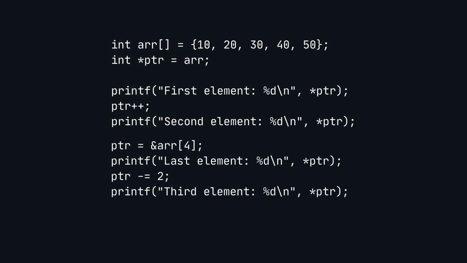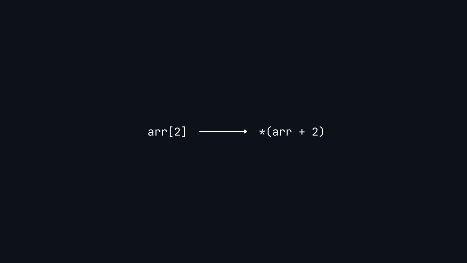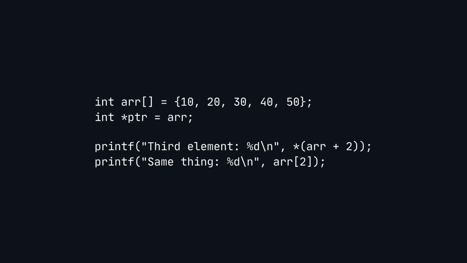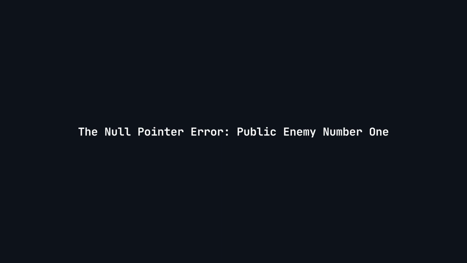Here's a really important point. Arrays and pointers are deeply connected in C. When you write R, the compiler actually treats this as asterisk open paren R plus 2 close paren. Array indexing is just pointer arithmetic in disguise. You can even write this. Both of these print 30, the third element. Mind-blowing, right?